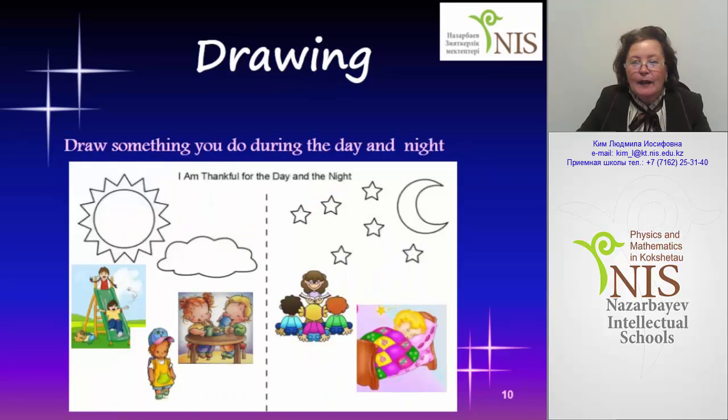Now, let's draw something you do during the day and night. Look at the worksheet and draw your pictures. For example, during the day I play. During the day I eat lunch. During the day I go to school.